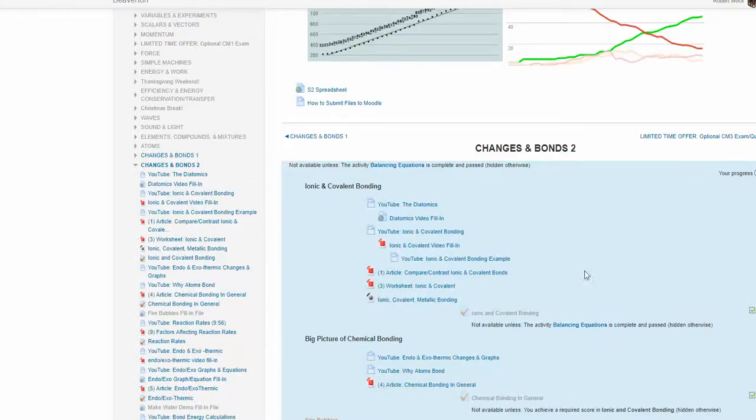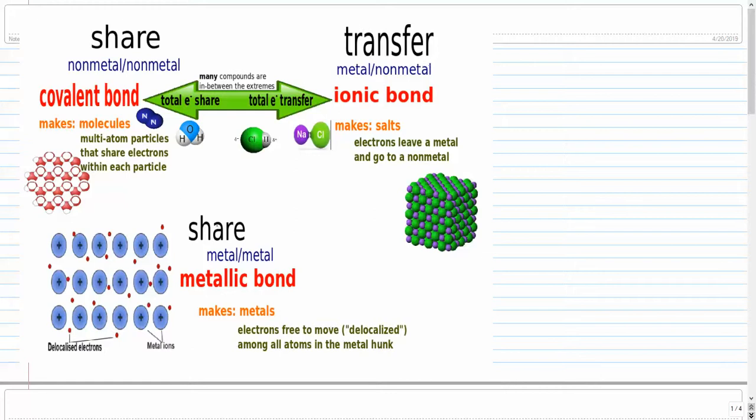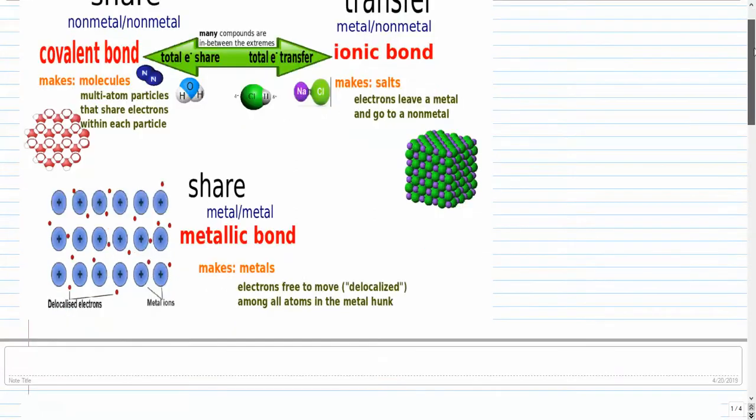Okay, you are getting ready for the first quiz in the Changes and Bonds 2 unit, and it is called Ionic and Covalent Bonding. So this file right here is an image, and there's a copy of it over on the wall. Probably wouldn't be a bad idea for you guys to go grab a copy of this paper right here and maybe jot some notes down on it as you watch this video.